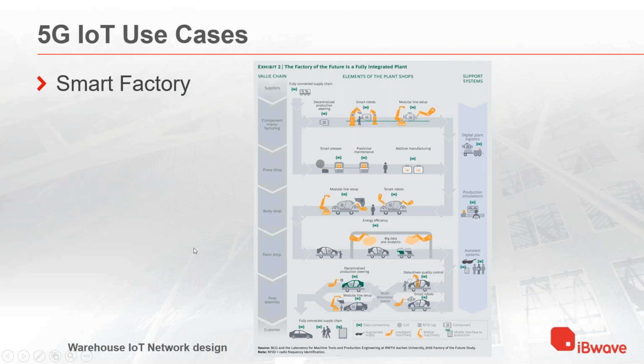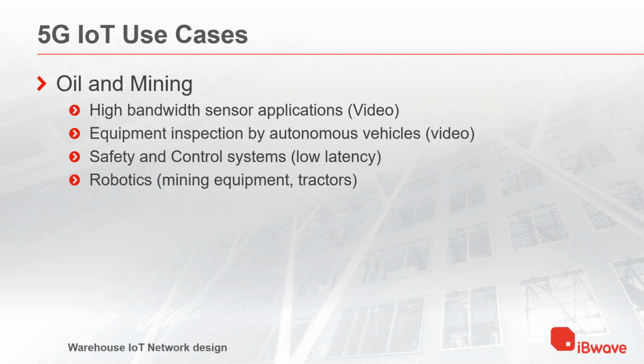So everything where you see robotics, we envision that low latency will be needed, and also machine learning later on will benefit from that as well. So that is how 5G can help smart factory in the future. And then there is oil and mining industry. There, what we will need is high bandwidth sensor applications where you need video.